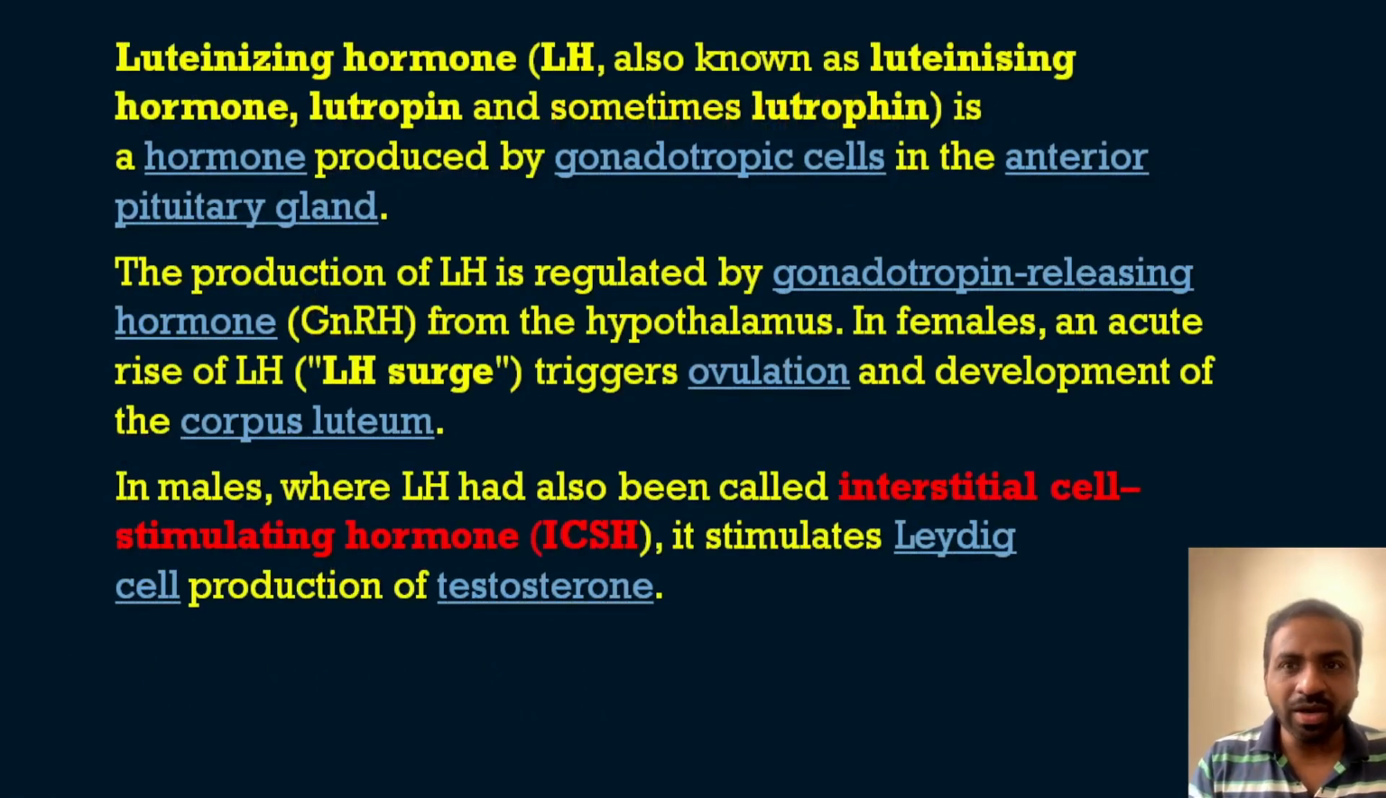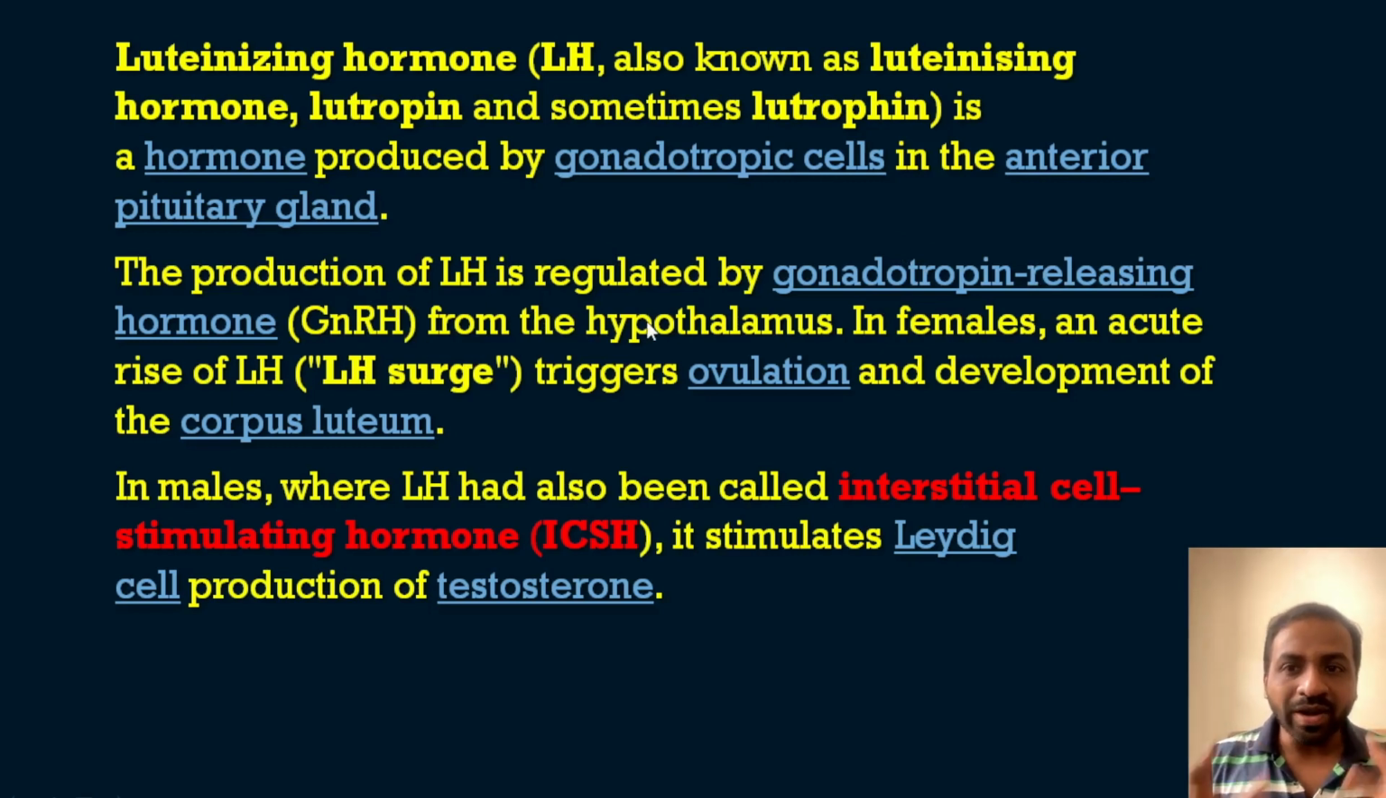Okay, so we will see what is LH. LH is the luteinizing hormone, also known as lutropin. It is a hormone produced by the gonadotropic cells in the anterior pituitary gland. So you are getting a bunch of information from this question. The production of LH is regulated by gonadotropin releasing hormone, that is GnRH, which is from the hypothalamus.